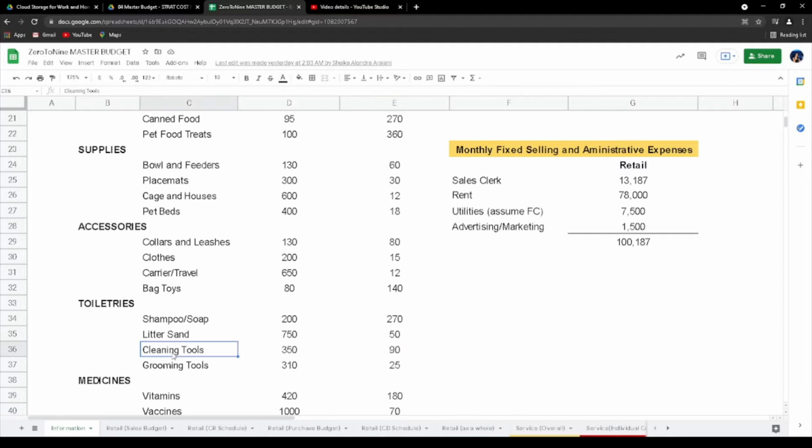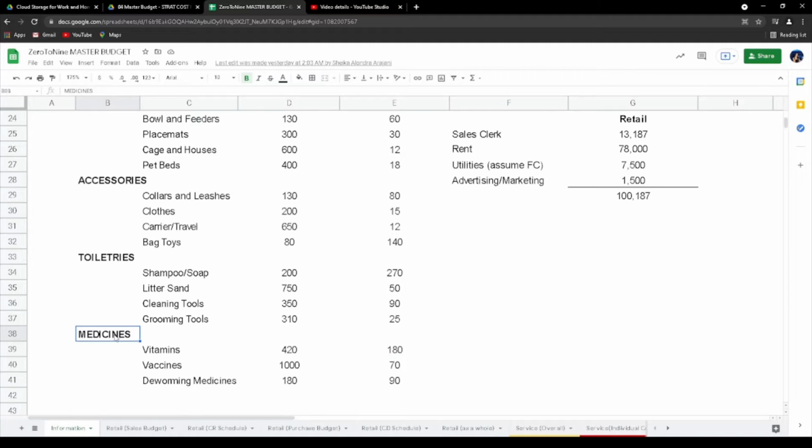sold. Third is the cleaning tools with 350 as the selling price and 90 as the monthly number of units sold. And lastly, the grooming tools with 310 as the selling price and 25 as the monthly number of units sold. And last category under products is the medicines. We have here the vitamins, vaccine, and deworming medicines.